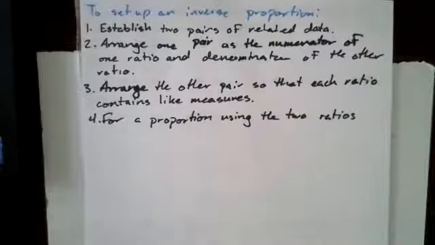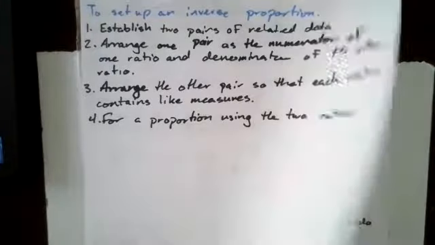To set up an inverse proportion, first, establish two pairs of related data. Second, arrange one pair as the numerator of one ratio and denominator of the other ratio. Then third, arrange the other pair so that each ratio contains like measures. And fourth, form a proportion using the two ratios.